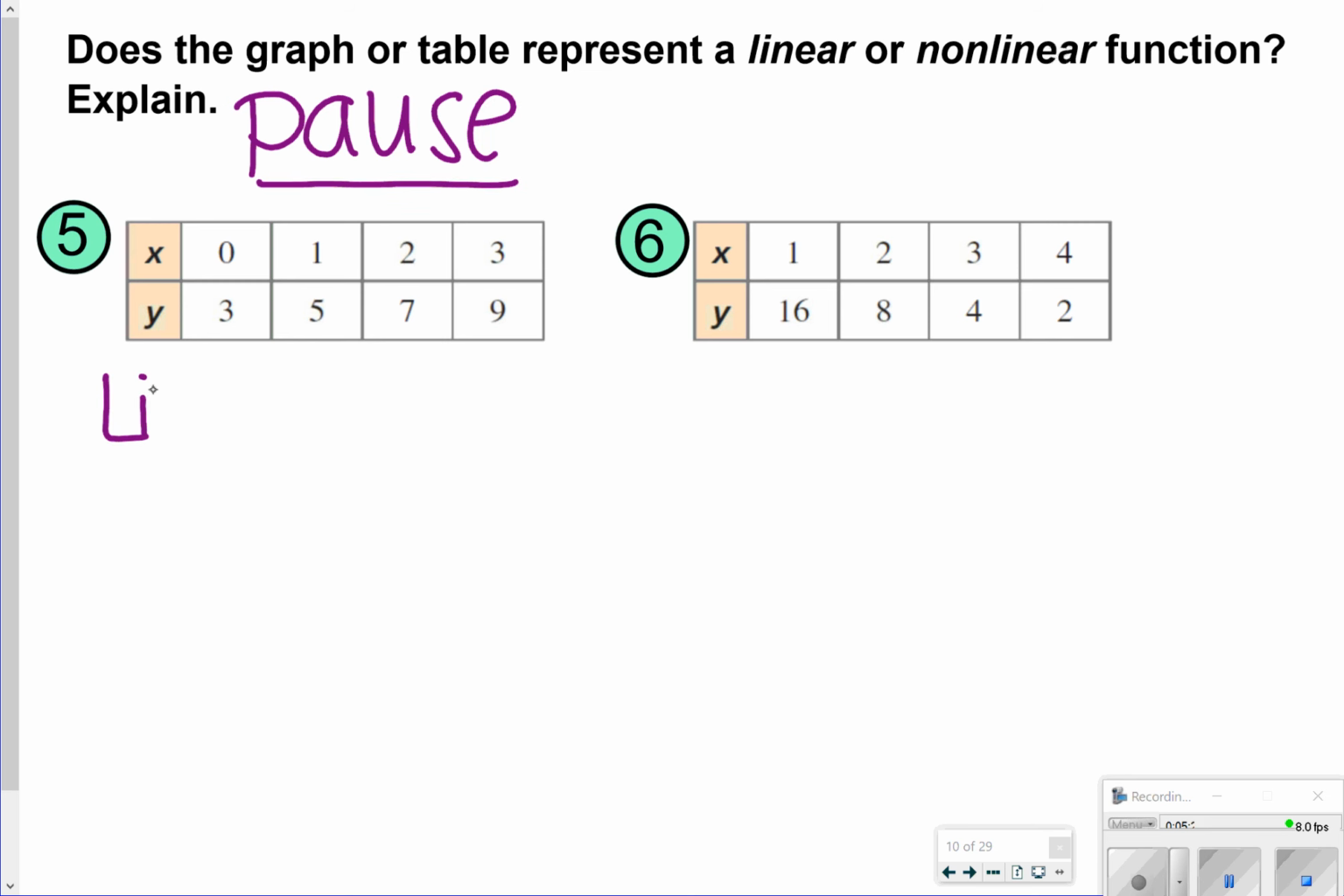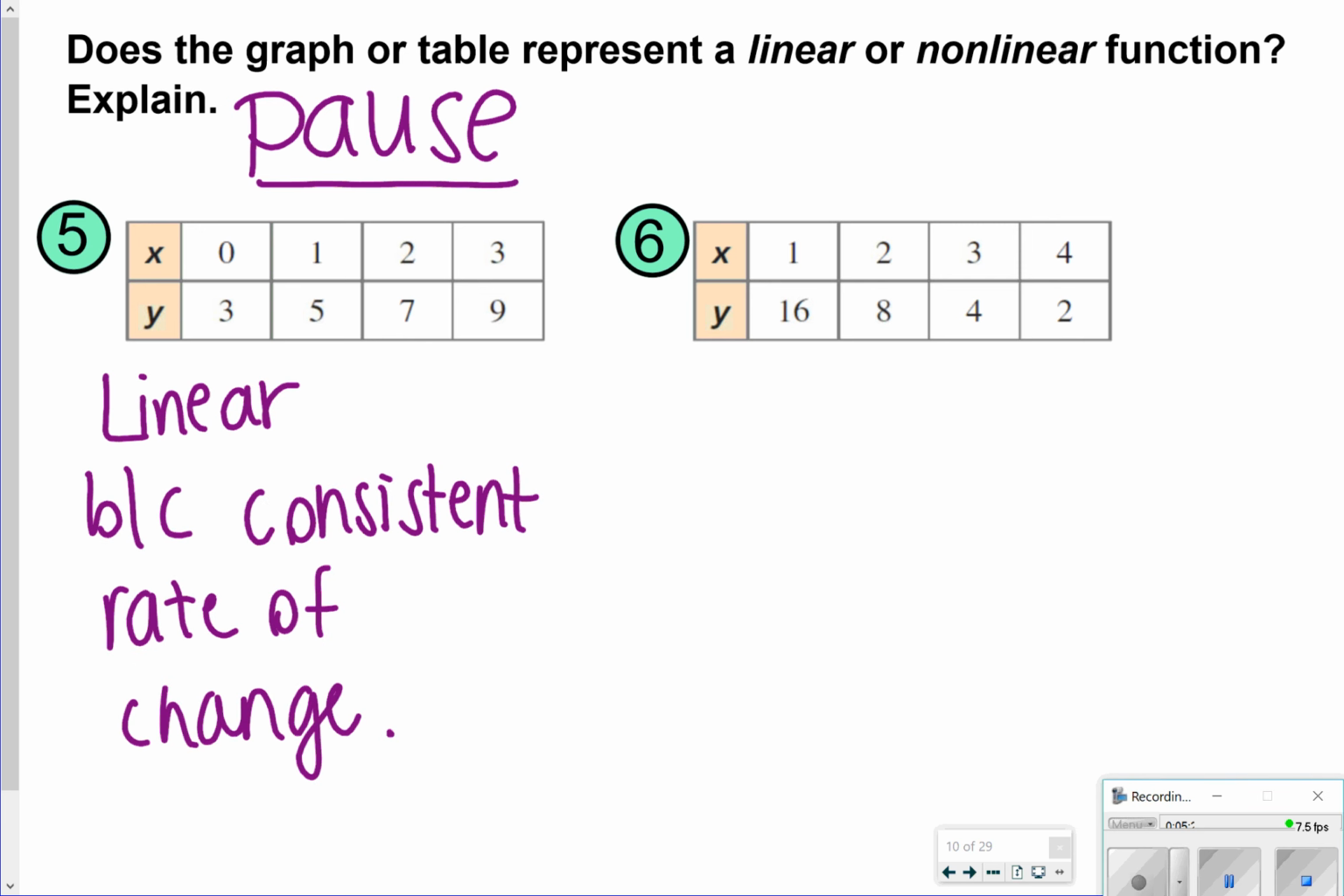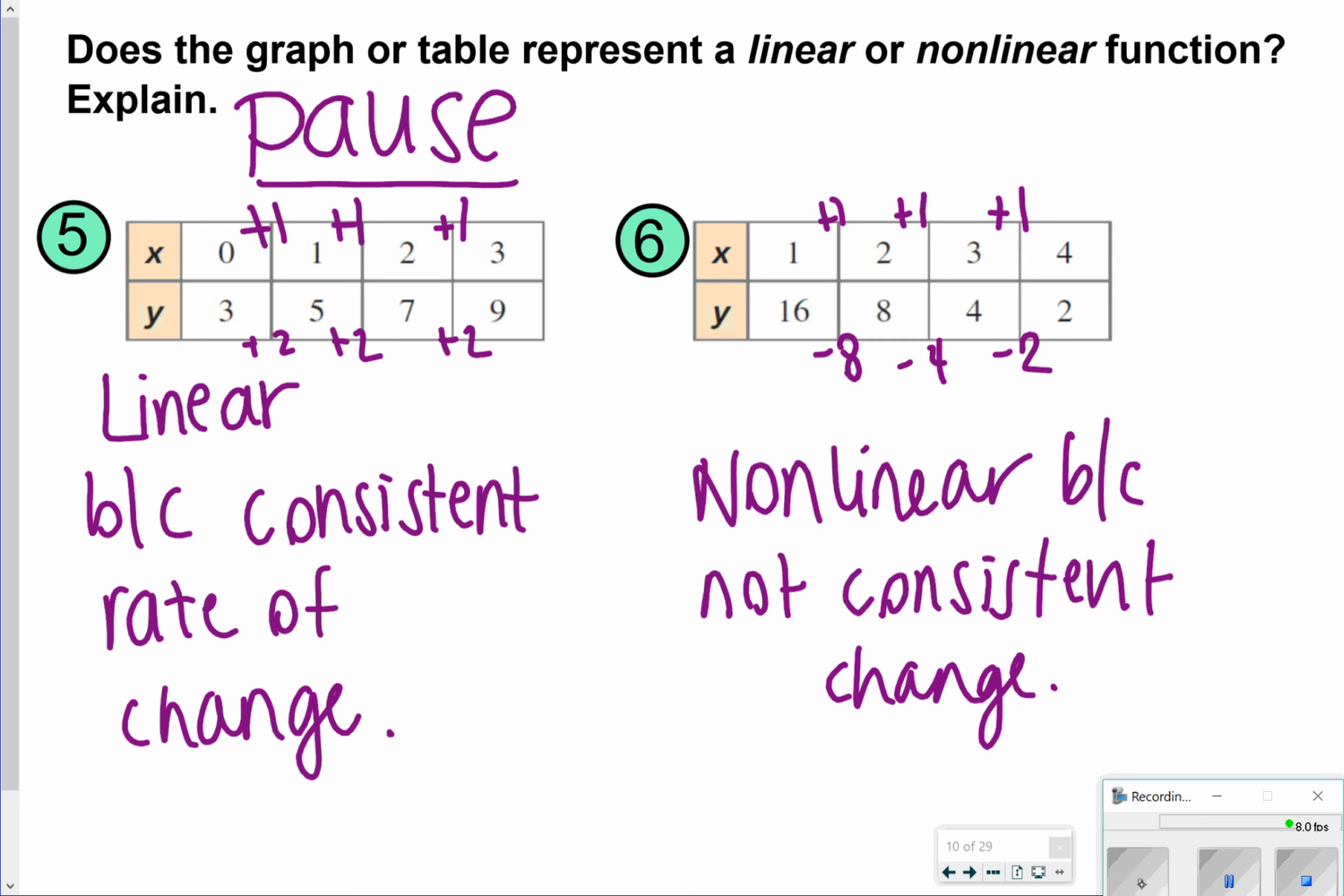So number 5 is linear, because there is a consistent rate of change. We are adding 1 up here, and on the bottom we are adding 2. Okay, if you notice for number 6 though, we're adding 1 on the top, but we are subtracting 8, subtracting 4, subtracting 2. So number 6 would not be linear. That would be nonlinear for number 6 because you're not consistently changing there.